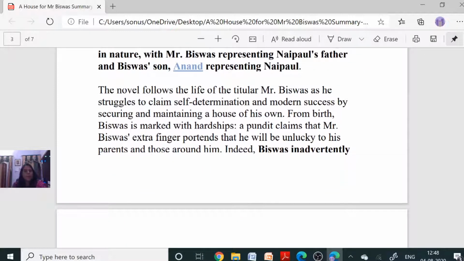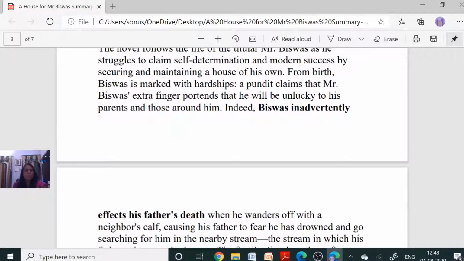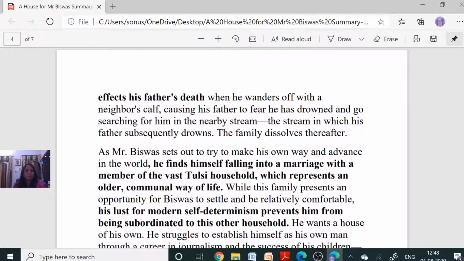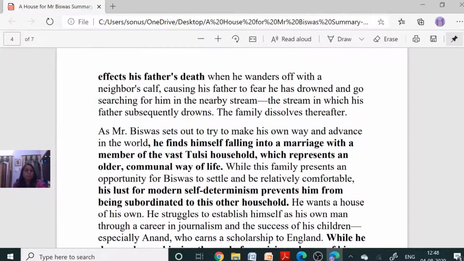Then you can see how this character struggles to claim self-determination and success, because success is measured by maintaining a house of one's own. From birth, Biswas is marked with hardships, and even the Pandit claims that he will be unlucky to his parents. So Biswas inadvertently affects his father's death. Right from the beginning, you come to know how Biswas is responsible for the death of his father, who drowns in the stream when he goes searching for him, and then the family dissolves thereafter.